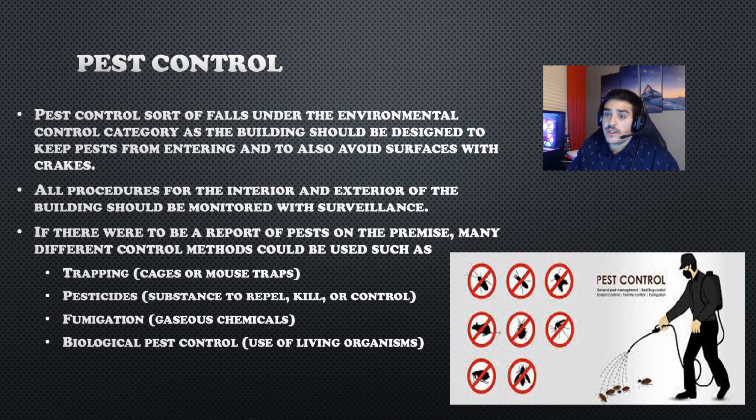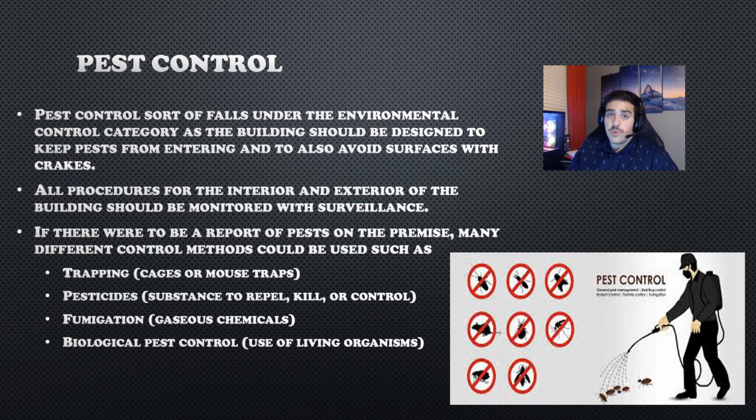Next, we have pest control. Pest control sort of falls under the environmental control category, as the building should be designed to keep pests from entering and to avoid surfaces with cracks. So, obviously they're going to want to make sure that everything is tight, and if you have cracks, that could lead to bugs and insects and stuff getting in there. All procedures for the interior and exterior of the building should be monitored with surveillance.